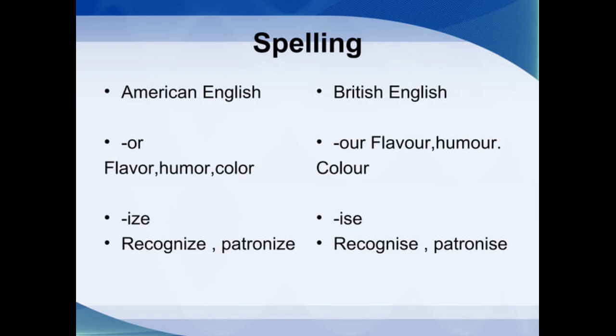The spelling differences between American English and British English are primarily due to historical and linguistic influences. Here are some common spelling variations. In American English, the suffix "or": words that end with the suffix "or" are spelled this way. For example, flavor, humor, color.